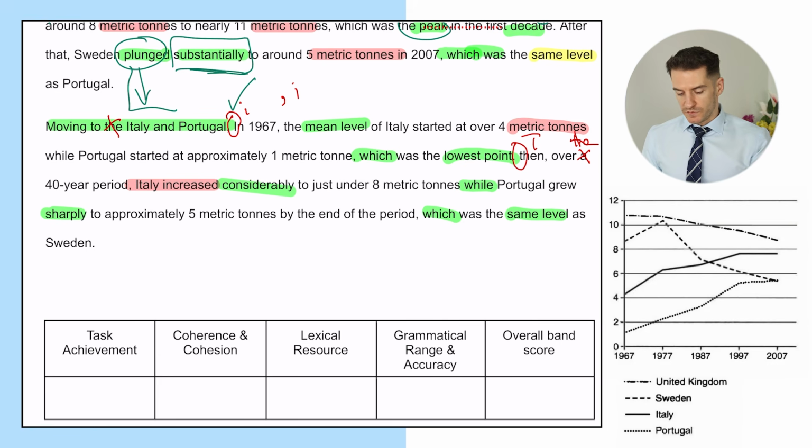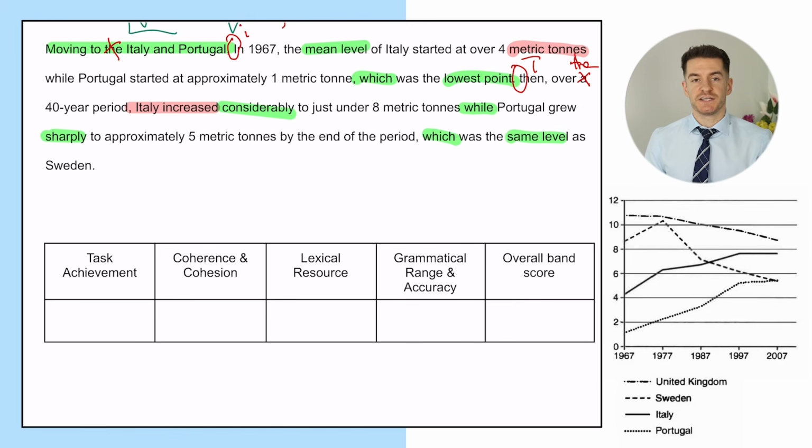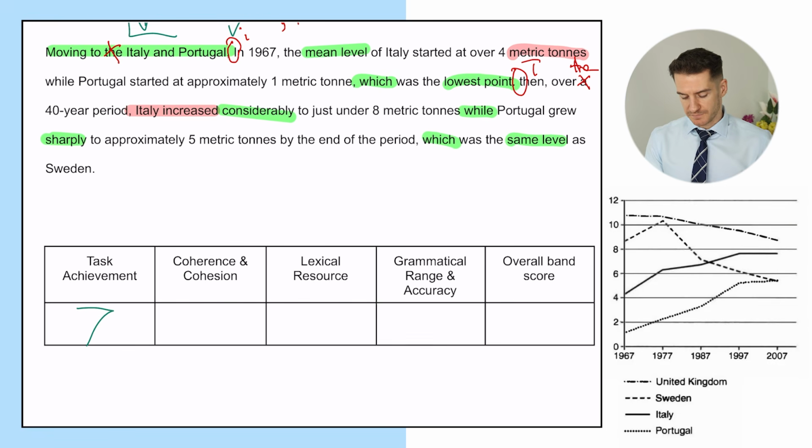So let's move on to the final scores. Let's start with task achievement. So this is all about, did they talk about the main features? Did they make comparisons? Did they have an overview? Well, I think they did do all of that, and I think they did it quite well. They seemed to cover a lot of the numbers. They made some comparisons. They had a good overview. So I think this is probably going to be a 7 for task achievement.